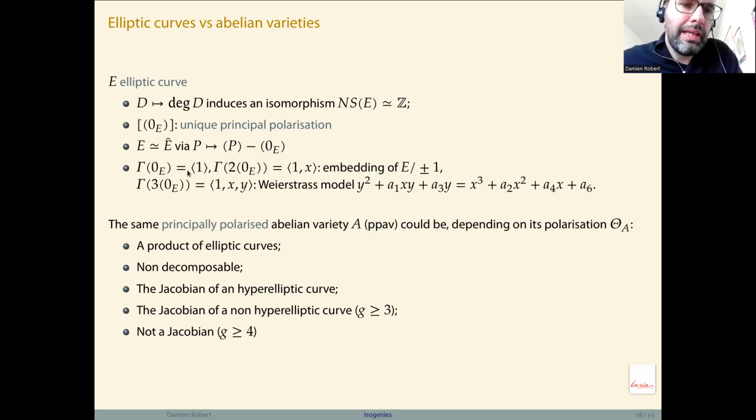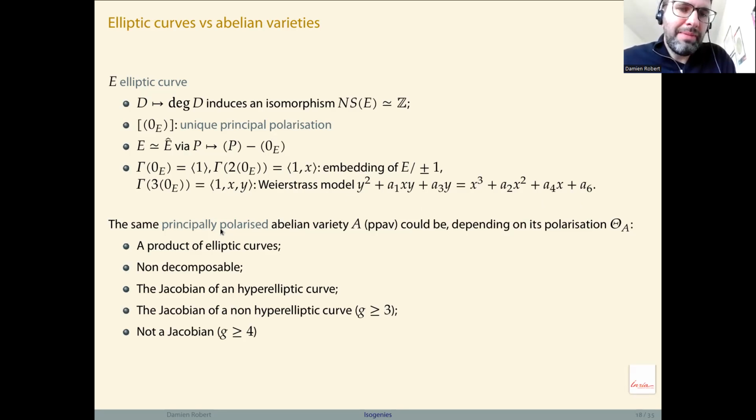And using this principal polarization, we recover the well-known coordinates. So for the divisor 0_E, we only have the constant 1. 2 times 0_E recovers the coordinates 1 and x. So x is not quite enough to describe points on E, but it describes points on the projective line. And when you look at 3 times 0_E, we require the Weierstrass coordinates X and Y, and we have the Weierstrass model of E. So that's why for elliptic curves, we can mostly forget about polarization. There's only one principal polarization.